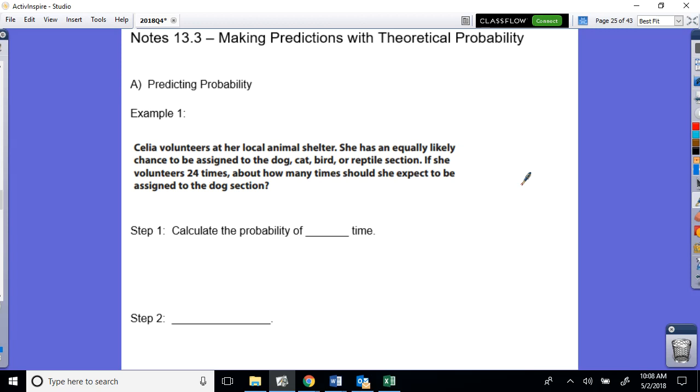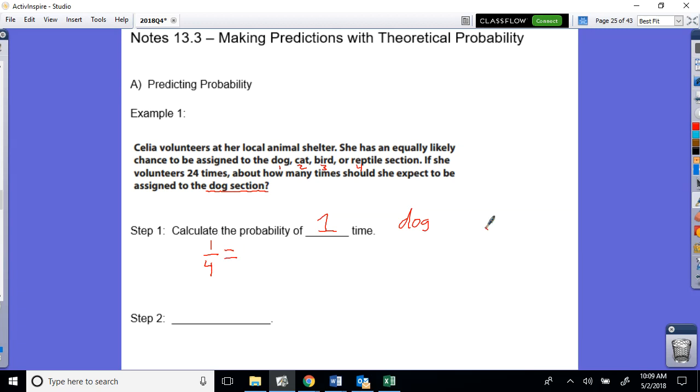To do that, we have two steps. Our first step is to calculate the probability of just one time. Okay, so we're trying to find the probability she would be assigned to the dog section. Okay, so there are 1, 2, 3, 4 possible sections. All right, we want to know what is her probability of being assigned to the dog section. So there's one dog section out of 4 possible choices. So our probability is 1/4.